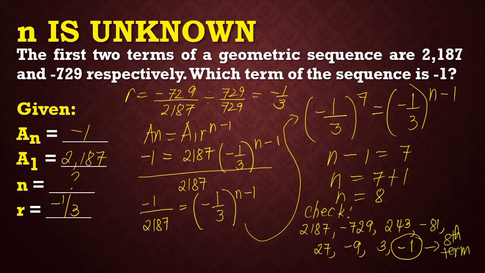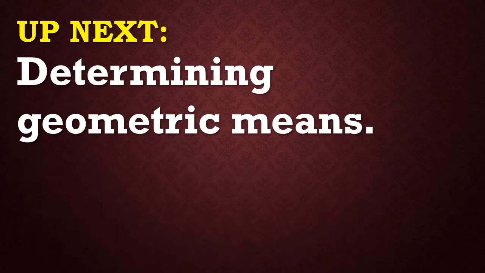given sequence. So, I hope nasundan nyo yung ating solusyon. So, after natin i-discuss yung nth term ng geometric sequence, hinanap natin yung nth term, yung first term, yung term position, and then yung common ratio. For our next lesson, so we will be determining geometric means. So, kung meron tayong arithmetic means, we also have geometric means.